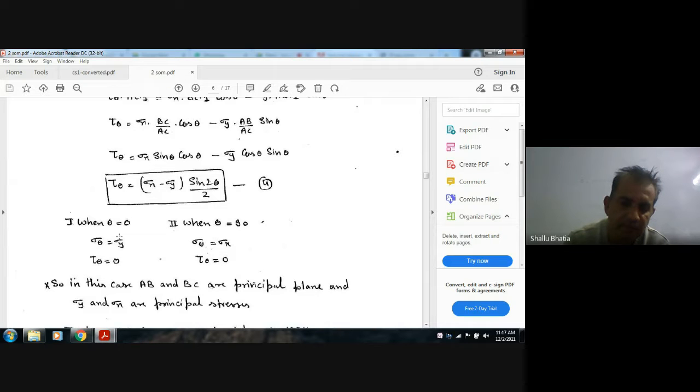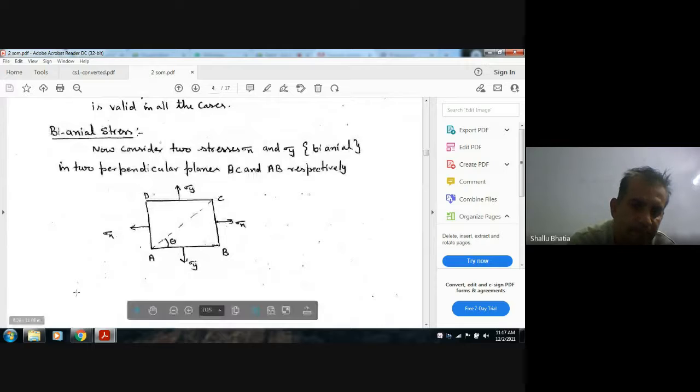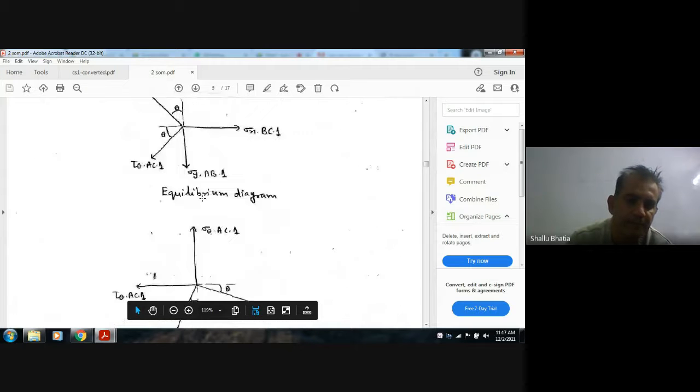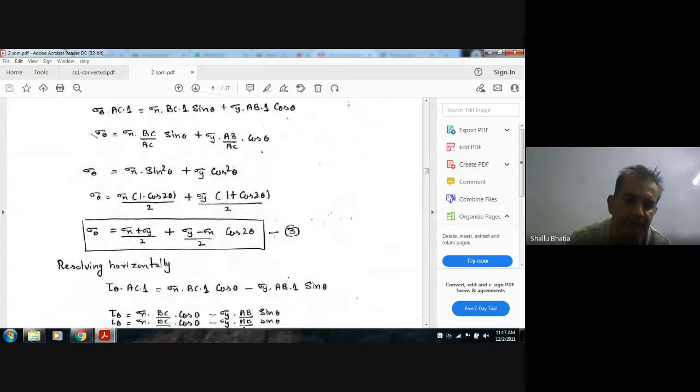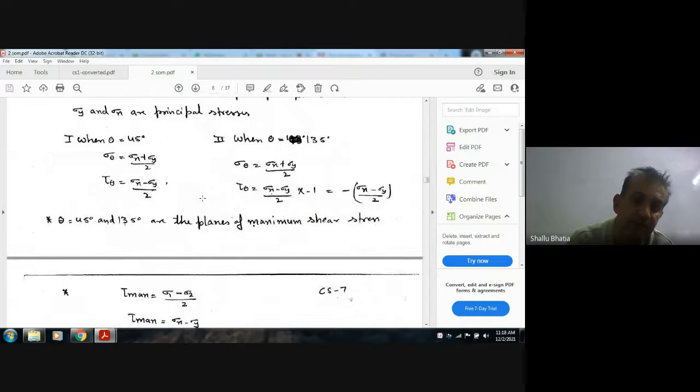So AB and BC are principal planes, and the stresses acting on these planes are principal stresses. So sigma x and sigma y are principal stresses. One of them can be the maximum principal stress, and the other is the minimum principal stress.